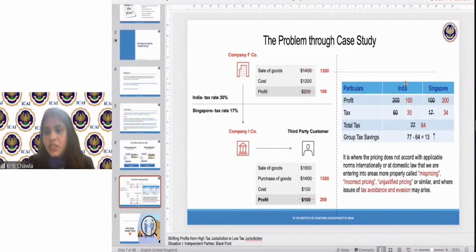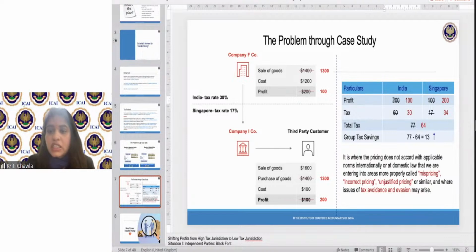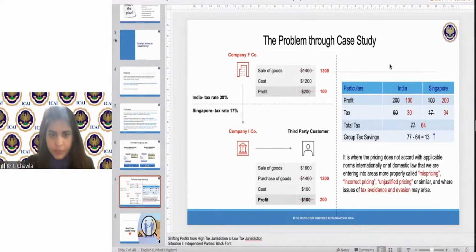Now let's look at this particular situation. The profit, as you see, is 200. The tax rate in India is 30%. So that means the tax that they pay on profits in India is going to be 200 into 30%, which comes to 60. So that is the situation in India.